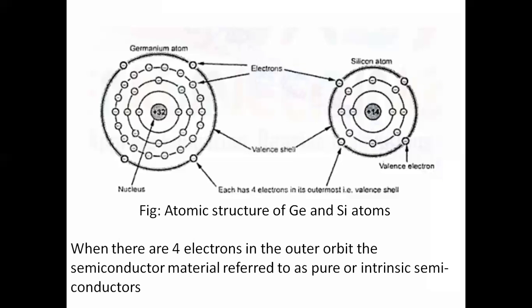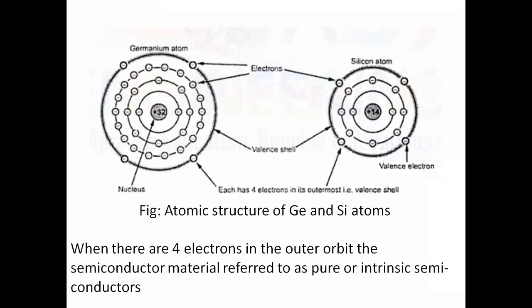So if you add some other type of materials to this pure or intrinsic semiconductor, it will become an extrinsic semiconductor. There are some chemical processes by which we can add impurities to the silicon and germanium. By that, their characteristics will change. By that we can produce the extrinsic semiconductors.